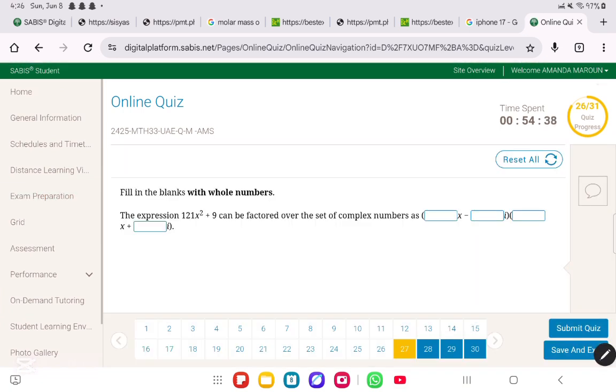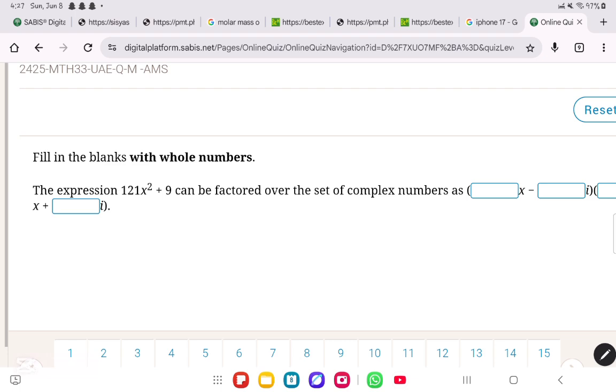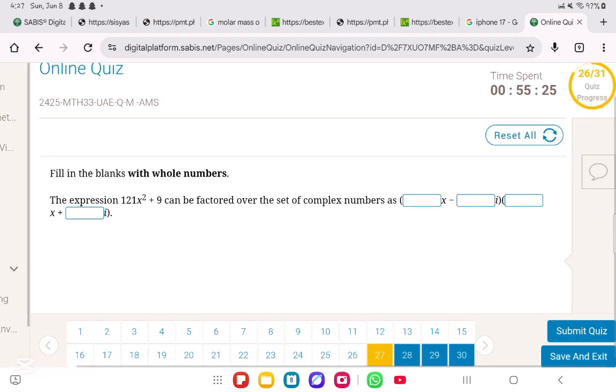What does it say in question number 27? So they told us the expression 121x squared plus 9 can be factored over the set of complex numbers as whatever this is. So for the people who have a calculator, of course, you can go and do mode 5, 3. You can put for A 121, for B 0, and for C 9. And you will get two factors or two roots.